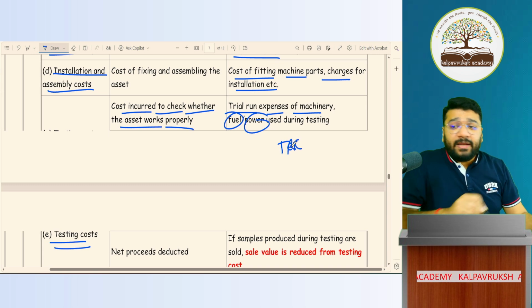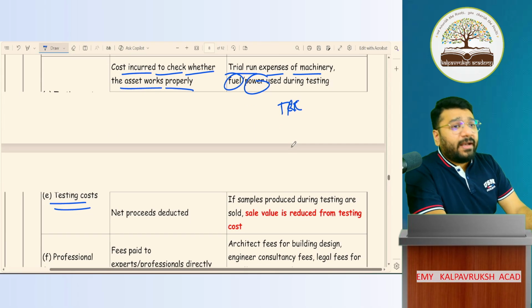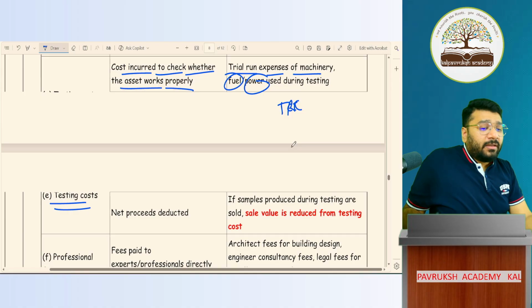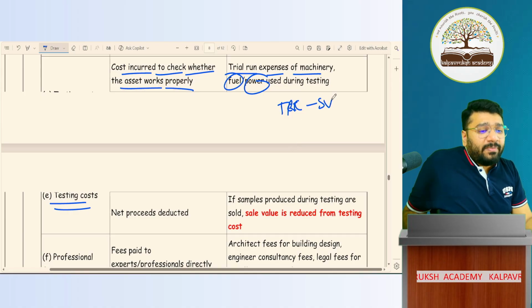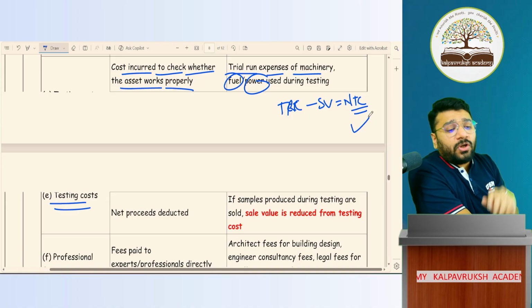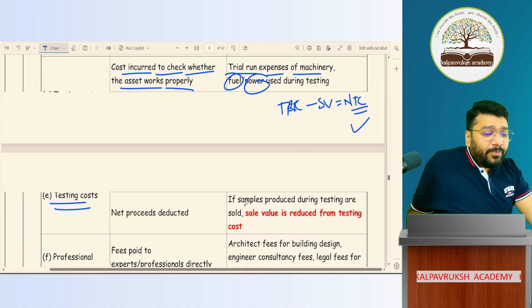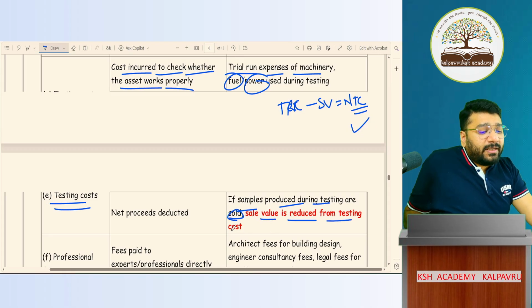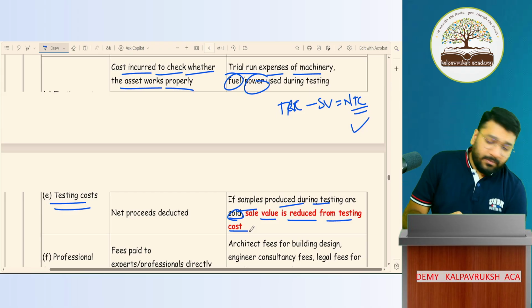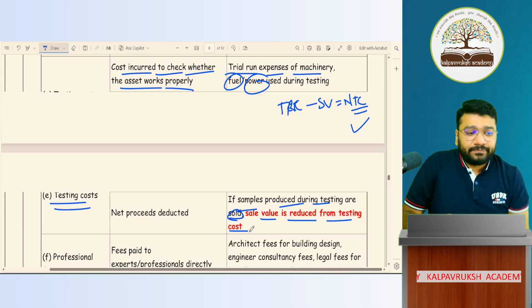During this trial run period, if there are any products generated, good, bad, scrap, whatever it is, which I'm either selling or scrapping, that scrap value will be subtracted from the trial run cost, and the net trial run cost will be added to the cost of PPE. If samples produced during the testing are sold, the sale value or the scrap value is reduced from the testing cost, and the remaining testing cost is what is added to the cost of PPE. Am I loud and clear?